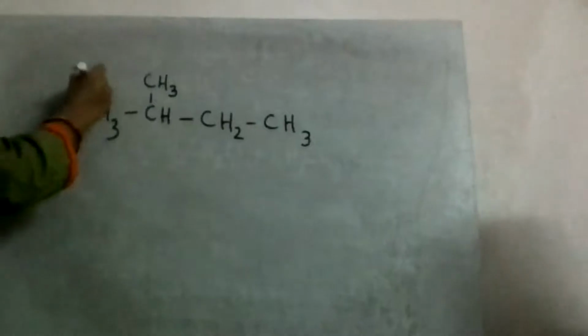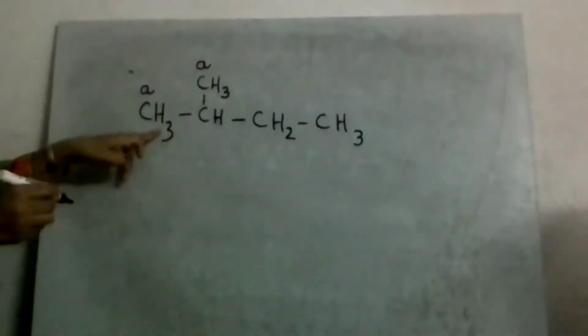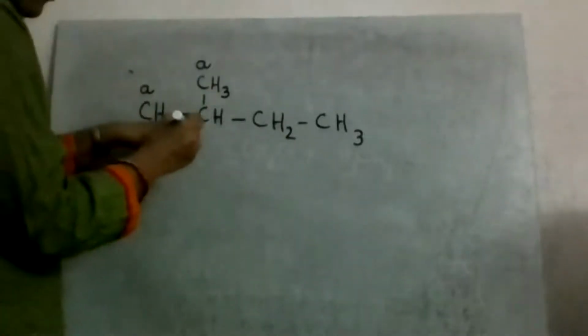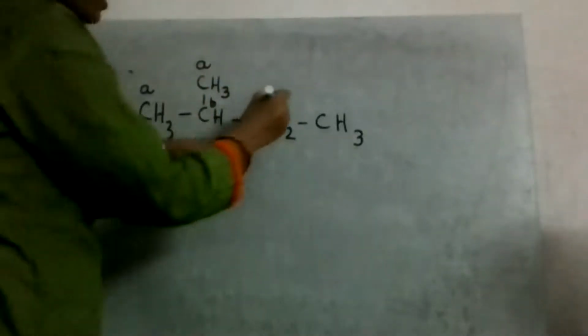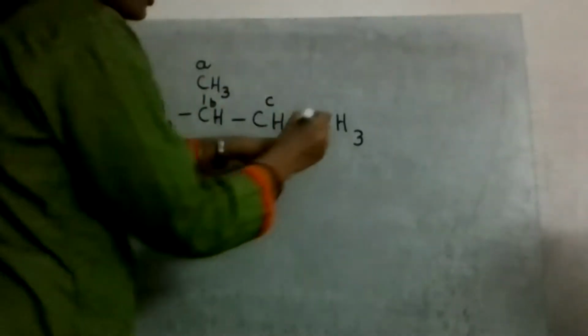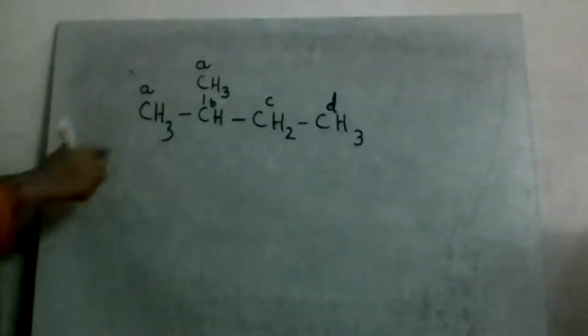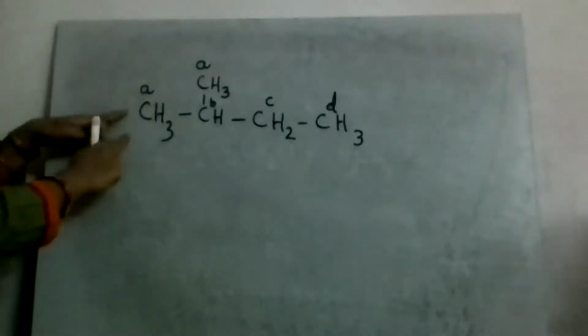Now see, this is the question that is given. Here you see, this is A. If you remove from here also, A replaceable hydrogen, A replaceable hydrogen here also from this carbon. If you remove hydrogen from here, it will give you a different product. So this is B, this is C replaceable hydrogen atom, and this is D replaceable hydrogen atom.